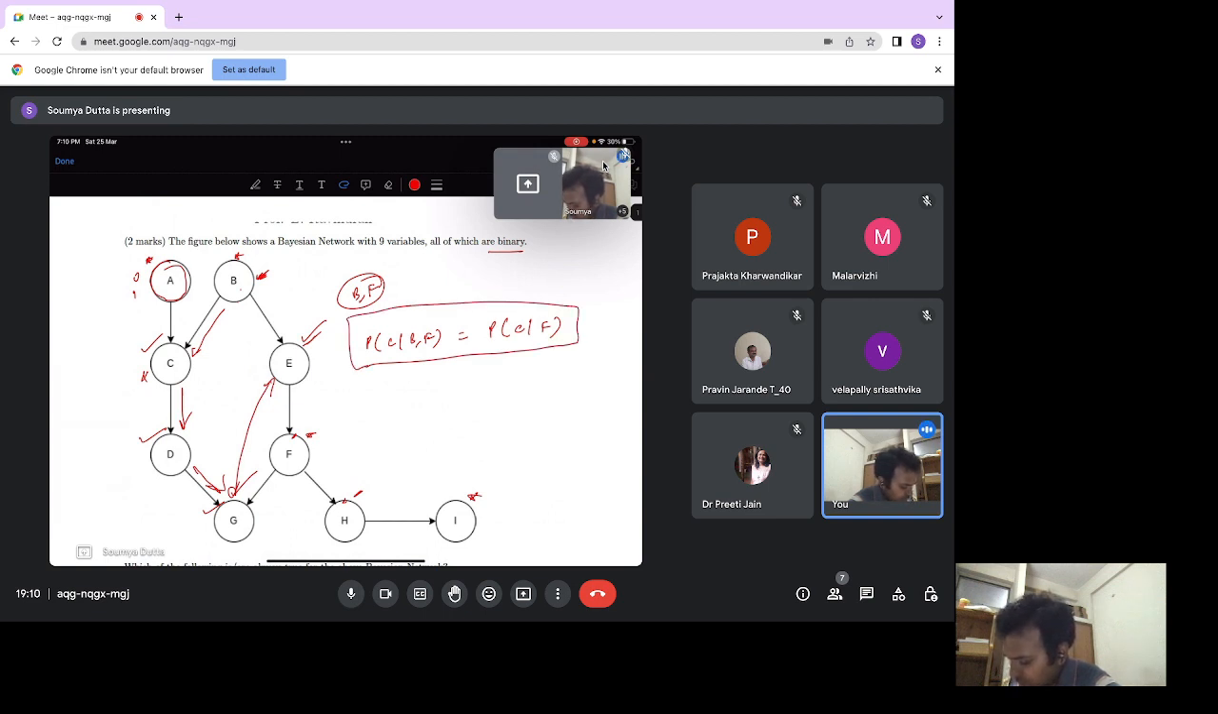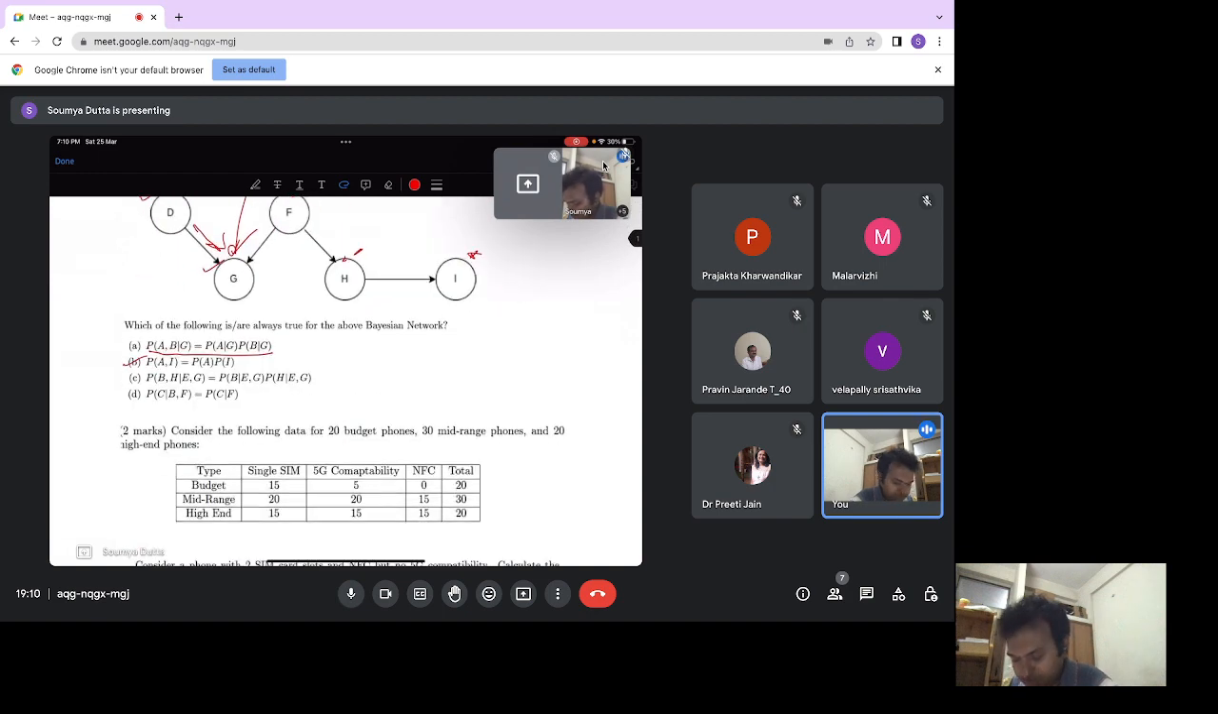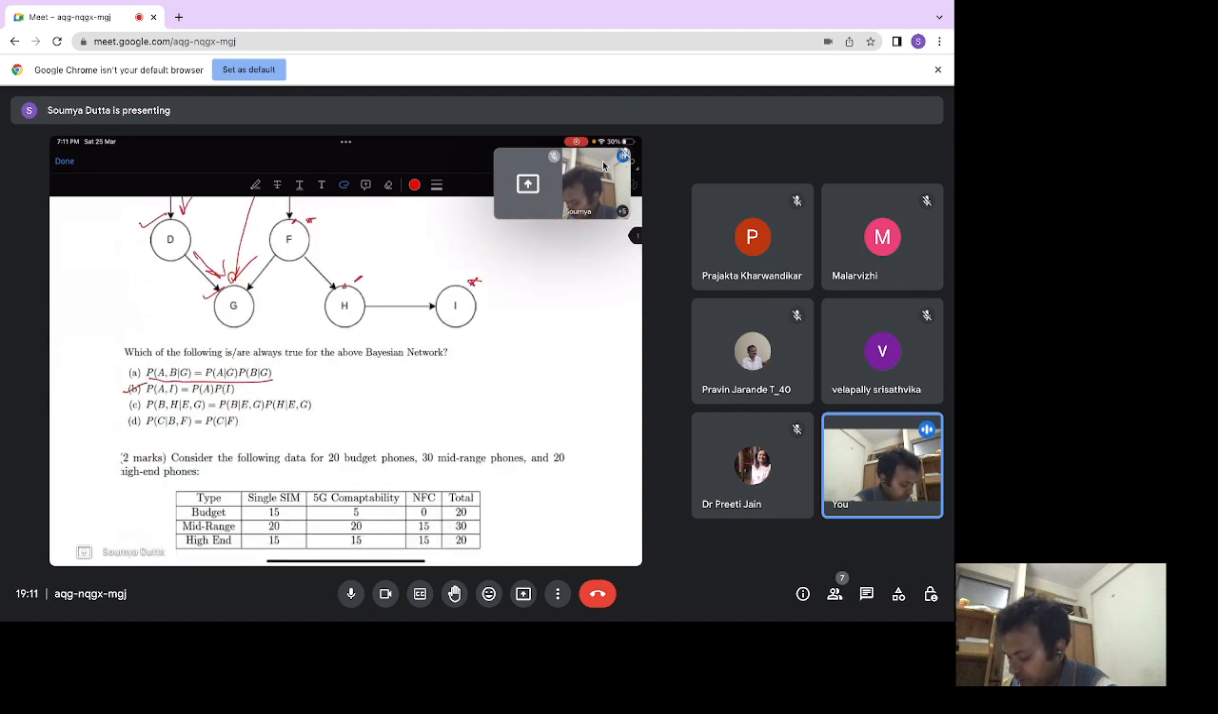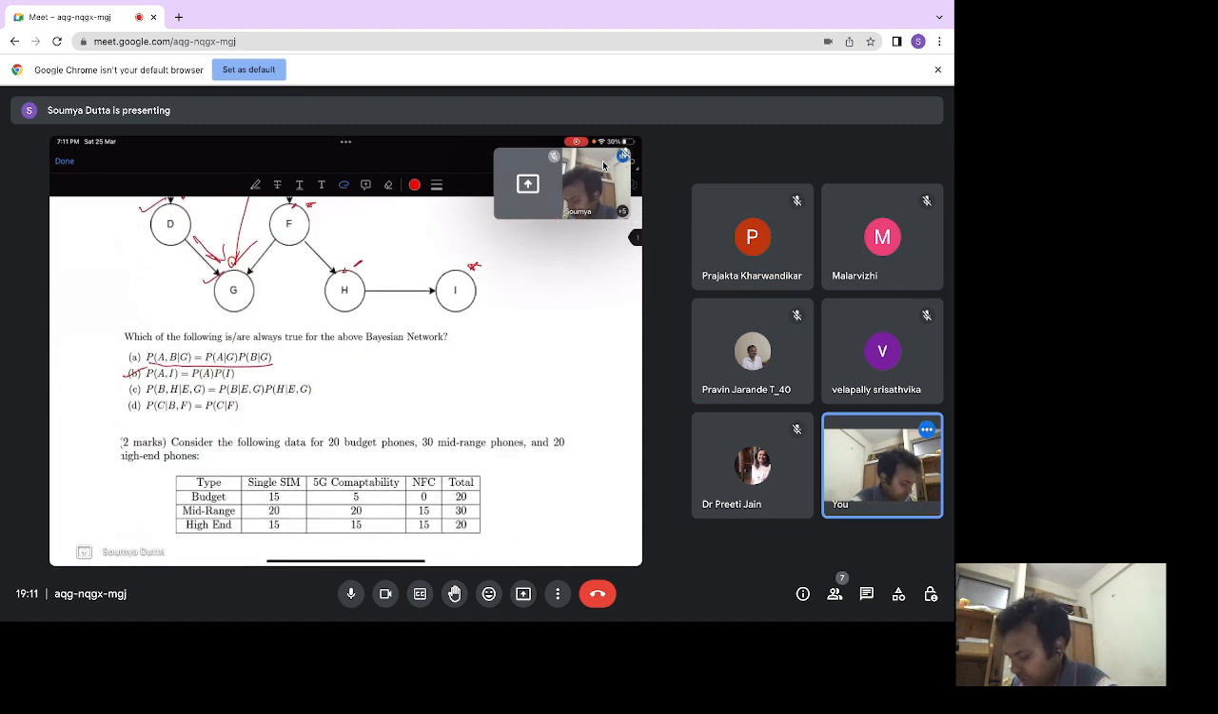It's pretty obvious that C is directly dependent on B, and therefore it is not true that just because you know F, you will be able to find out the probability distribution of C. That is not a correct statement. So in this case only the second option is correct: A and I are not connected in any way in this directed graph, so P of A comma I will factor out as P of A into P of I, as they're independent of each other.